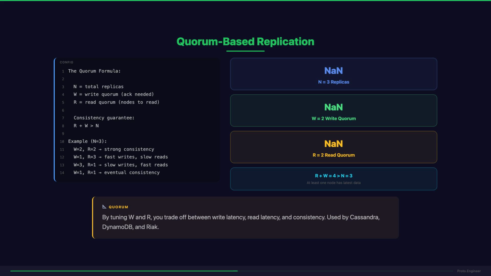The power of quorum is tunability. You can adjust consistency per query. Critical operations use strong quorum. Analytics queries use eventual consistency for speed.